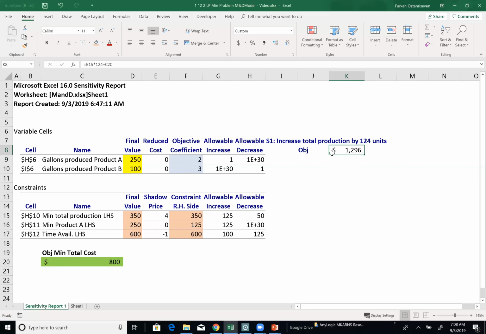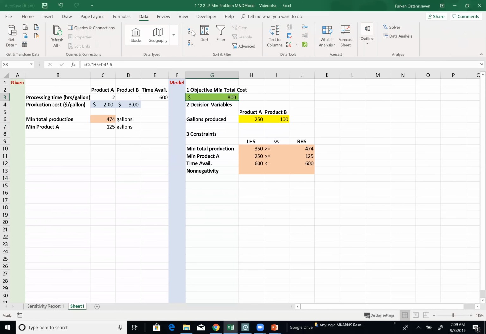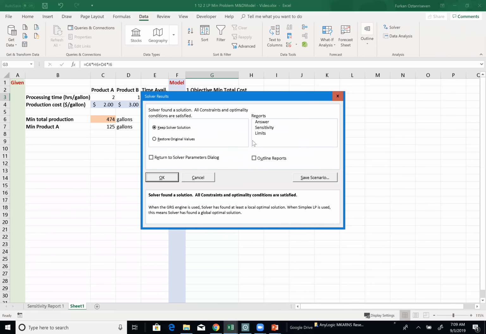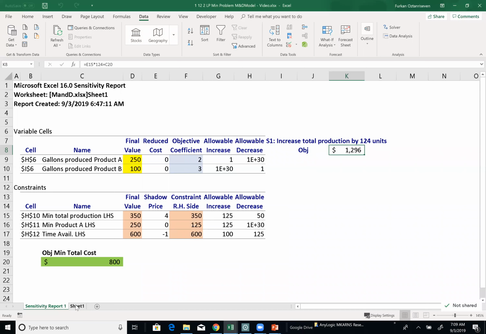So let's see whether this is the case, okay? I will increase my right-hand side value by 124 and see what's gonna happen. So I go back to the original model and I increase here by 124. I wanna make sure that this value, I color coded so that I will change this at the end. I don't wanna forget about it. So now I require my system to produce at least 474 gallons. So if I solve this model, Data, Solver, solve, basically I will get 1296, which is what I was expecting to have, right? So that's perfect.